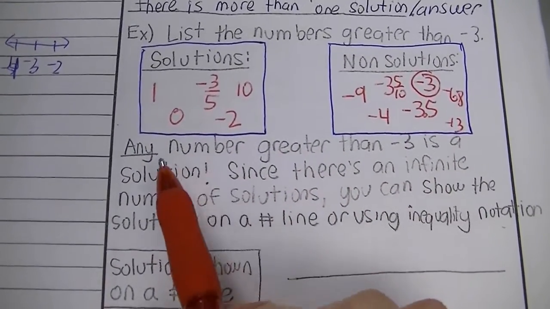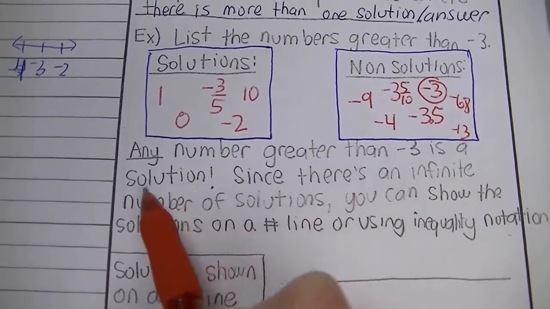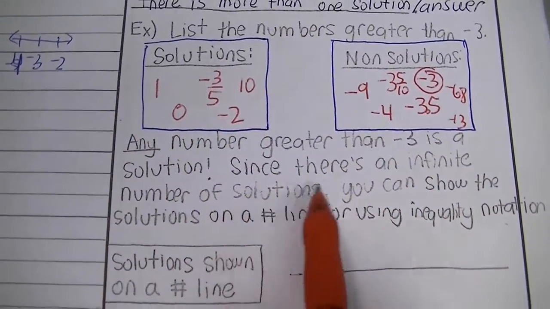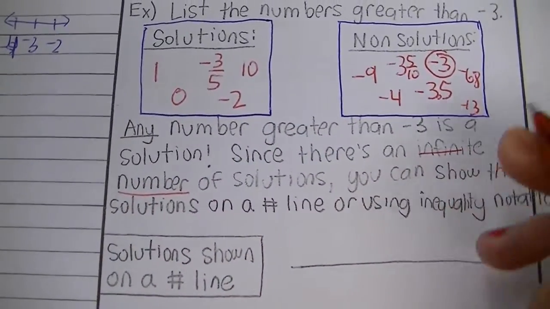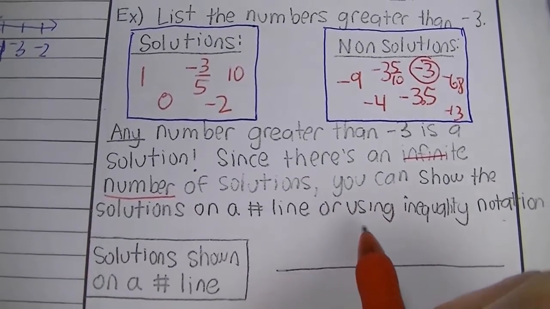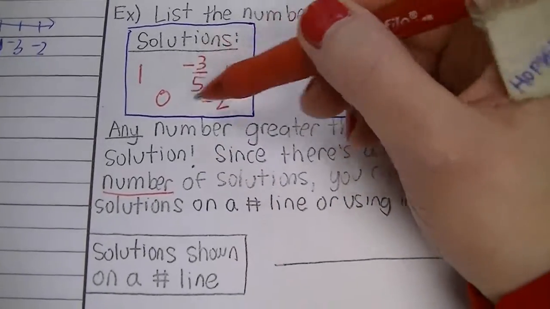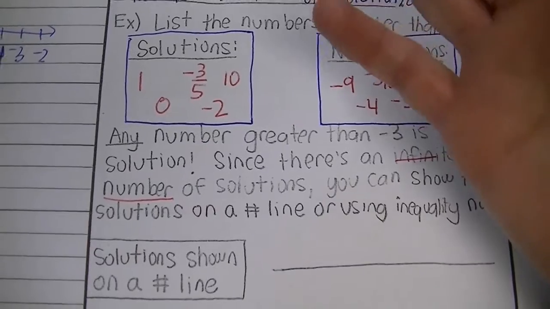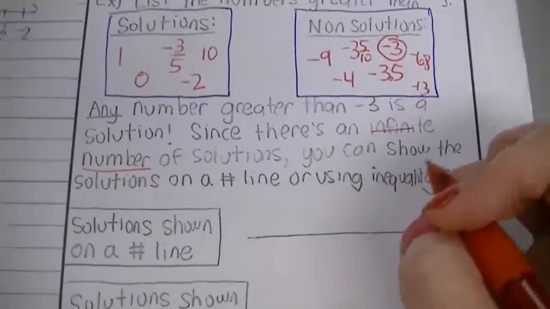So just to reiterate, any number that's bigger than -3 or greater than -3 is a solution. So all of these right here, and I'm sure you thought of many, many more. Since there's an infinite number of solutions, so an infinite number means like forever, you can show the solutions on a number line or using inequality notation. So instead of sitting here writing down every single number that could possibly be a solution, that's impossible to do because that would take forever and we don't have forever. You can write the solutions on a number line.